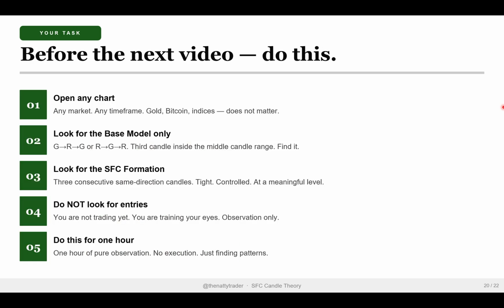So before the next video, I want you to do this. I want you to open any chart, any market, any time frame, gold, Bitcoin, indices, it truly doesn't matter, and look for the base model only and look for SFC formation only. Do not look for entries. Do this for 1 hour and do this for as many days as you possibly can.